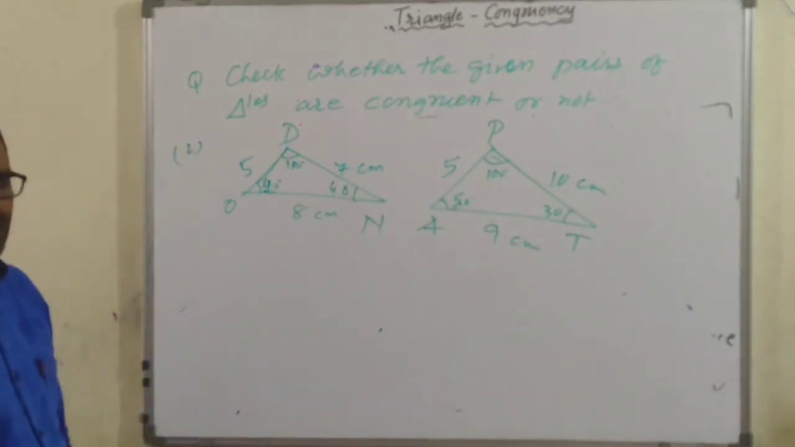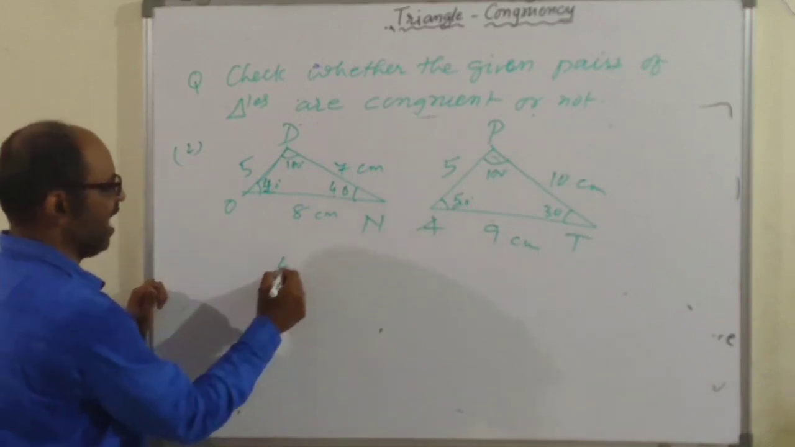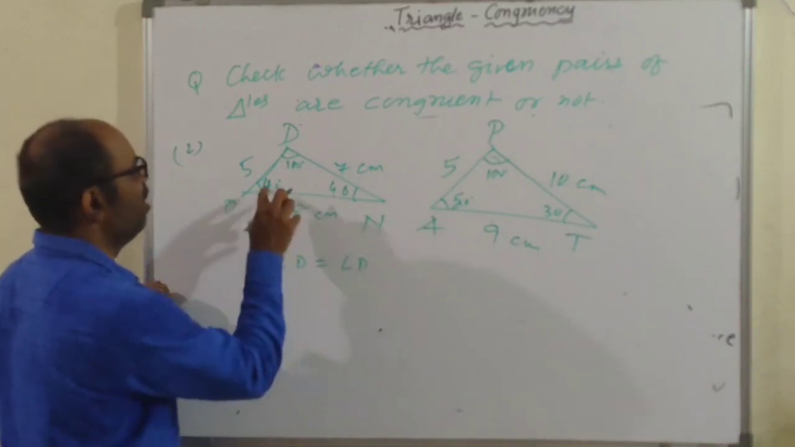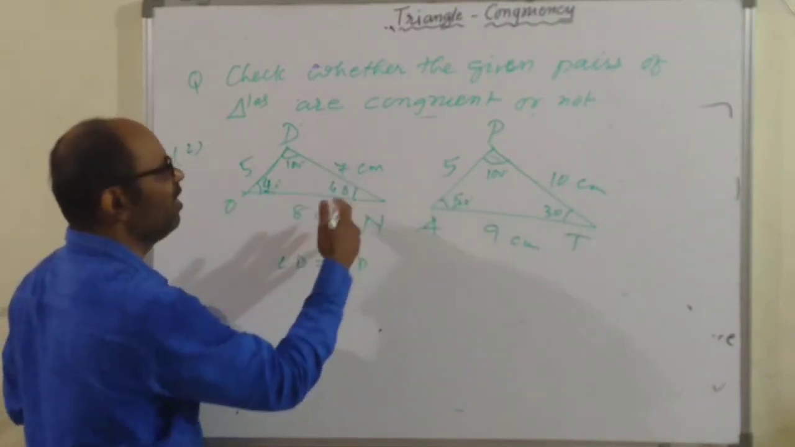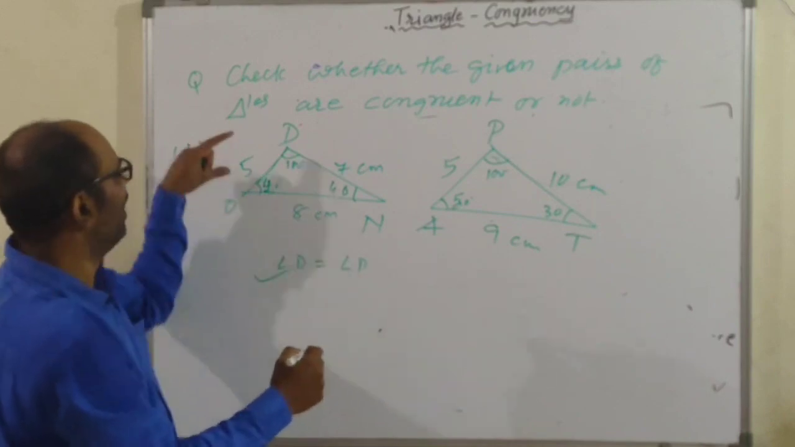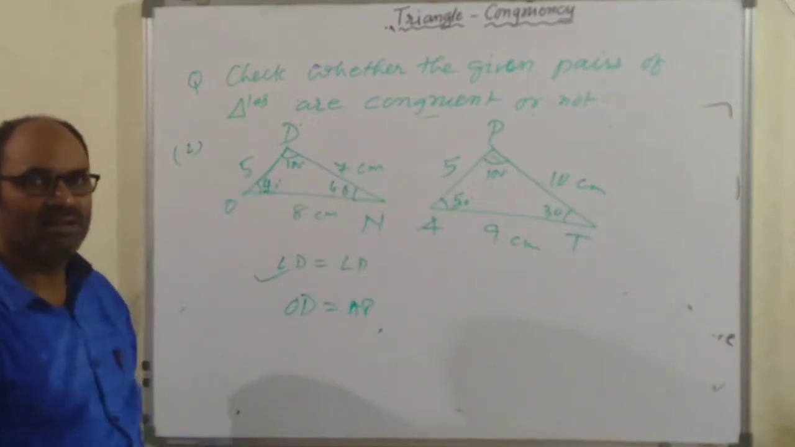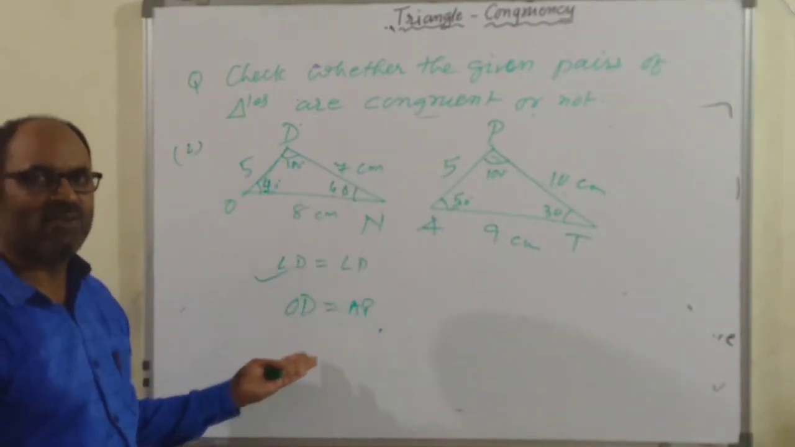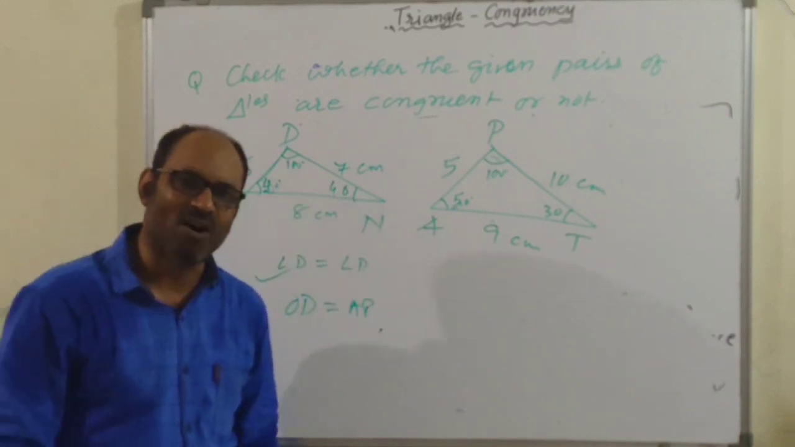All right. Chalo. 100, 100. So you can say angle D is equal to angle B. 40 nahi hai. There's no 40 there, no 30, no 50. Not equal. So only one angle is equal and one side OD is equal to AP, 5, 5. So only one corresponding angle and one corresponding side is equal. So these two triangles can never be congruent.